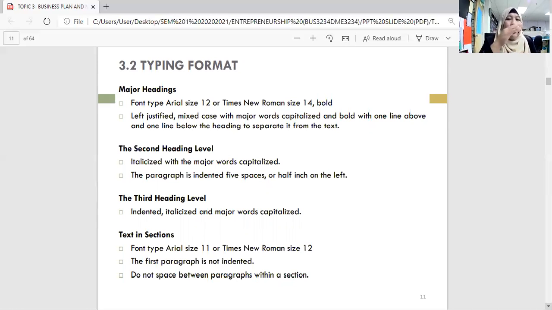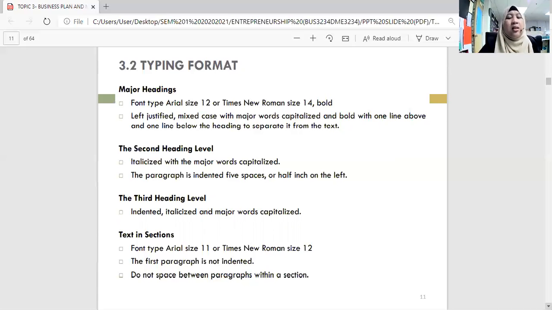Ini cara you buat lah major heading tu, tajuk utama. Second heading tu macam mana? Ada certain word yang diitalickan. And the third heading level, this is indented, italicized and major words capitalized. Huruf besar, diitalickan dan juga indented. Ni certain paragraph tu di space, bukan di space lah, di enter sebanyak yang atas tadi, 5 kali, yang ni di enter lah supaya ada ruang.